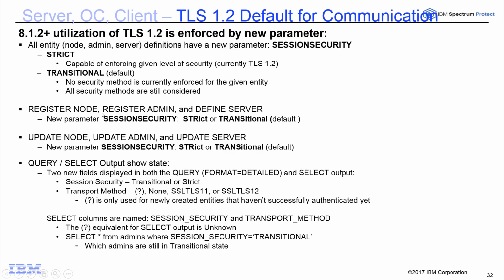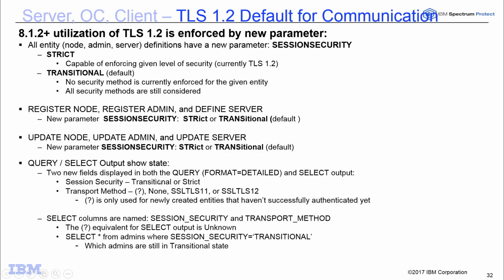When you do a register node, register admin, or define server, you will see this new parameter, the session security, and same with update node or update admin or update server. If you wanted to manually manipulate the session security, that's one place you could do that. If you want to see what state an entity, which once again could be a server, node, or admin, is currently in, you can issue these query or select commands, and that will show you the output.